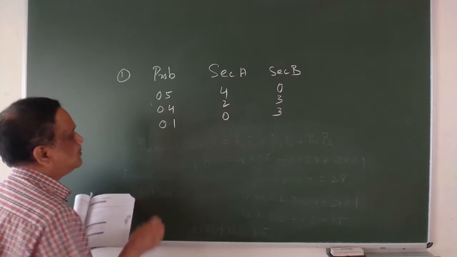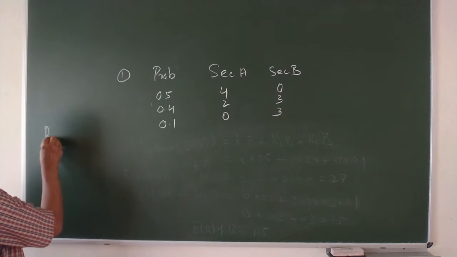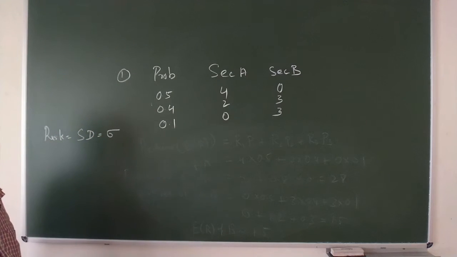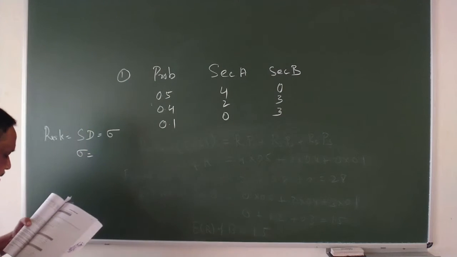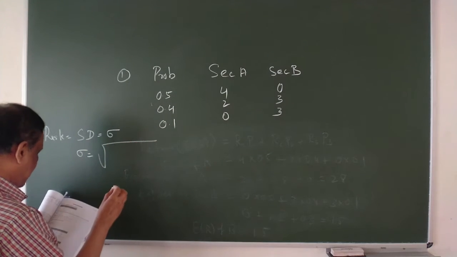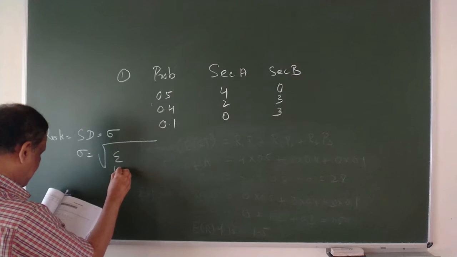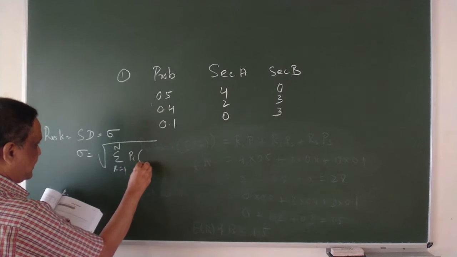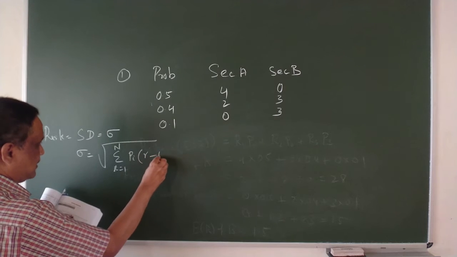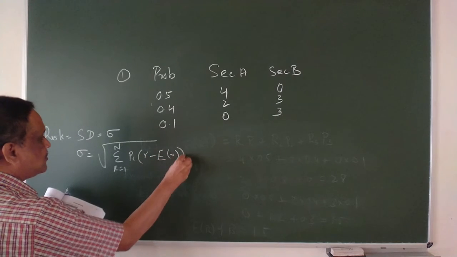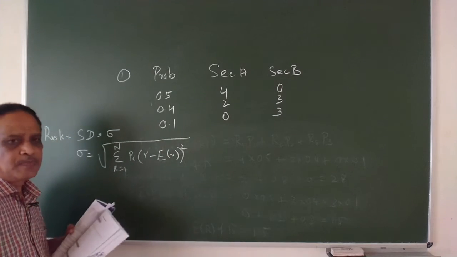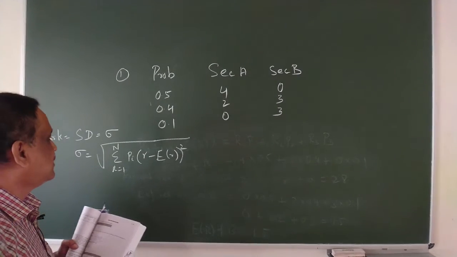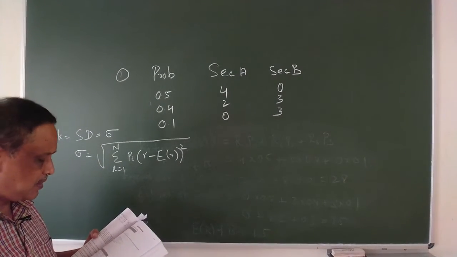The formula for risk, which we call standard deviation, has the symbol sigma. The formula is the root of the summation from 1 to n of P into (R minus expected return) whole square. That is, probability multiplied by the return minus the expected return, whole square, summed. So that is the formula.